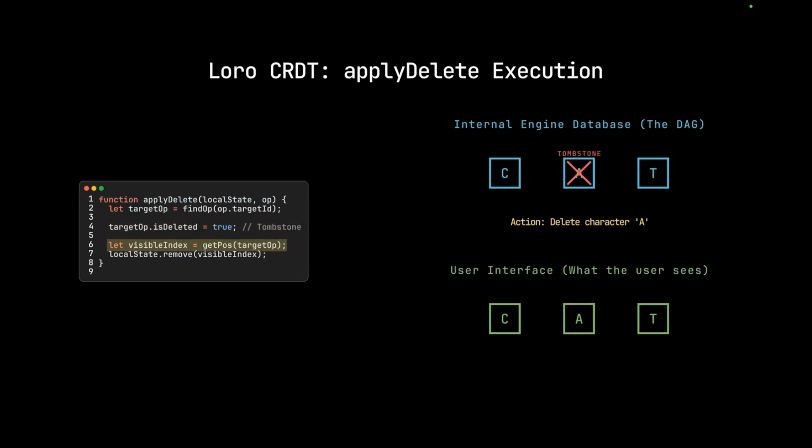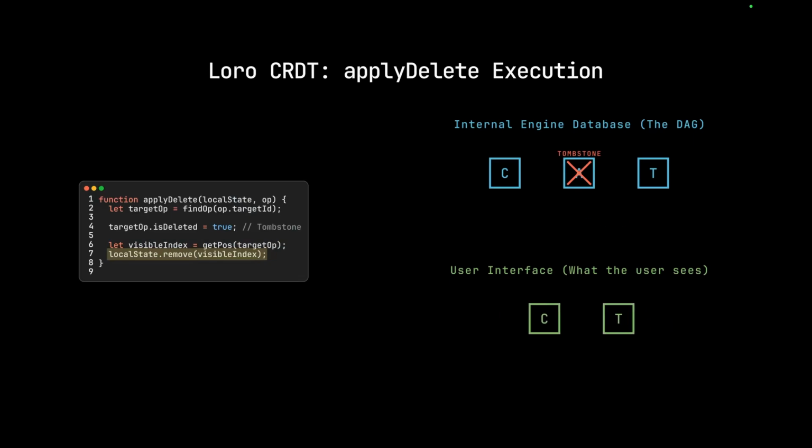After it is tombstoned, we find the index in the visible part and then we just remove it from the user's interface. Here the user no longer sees the character A, but in actuality in the internal database engine we see that it is there and waiting for other operations that are dependent on it. So it actually remains in history.